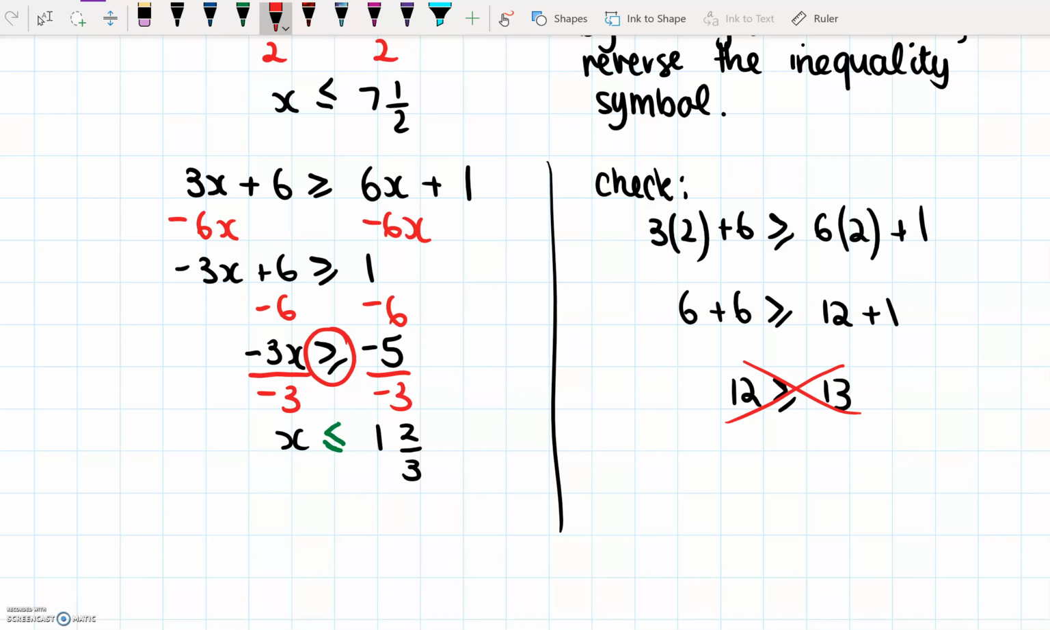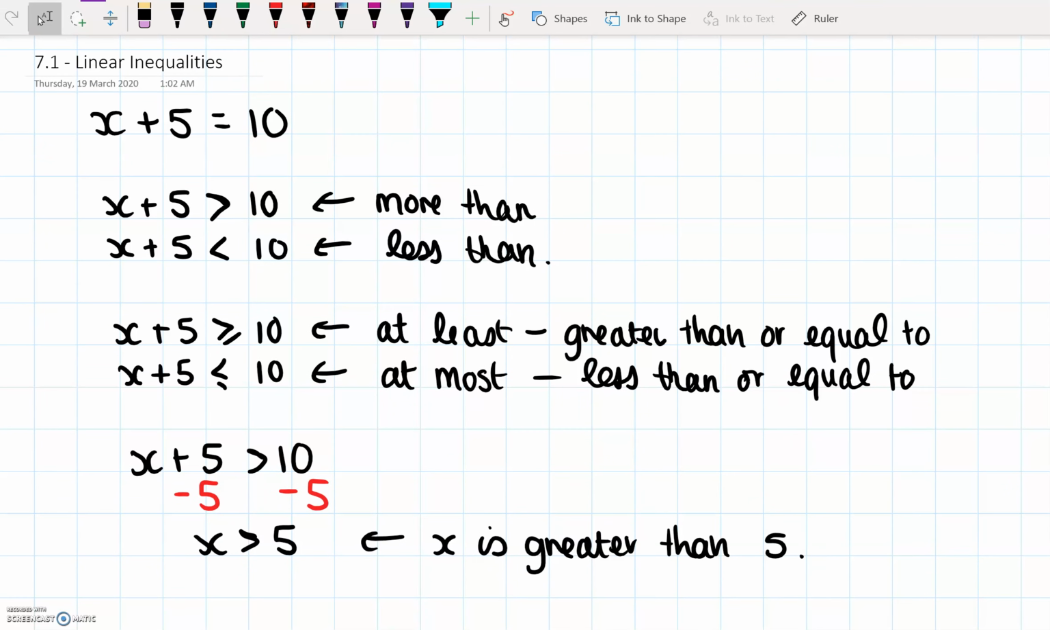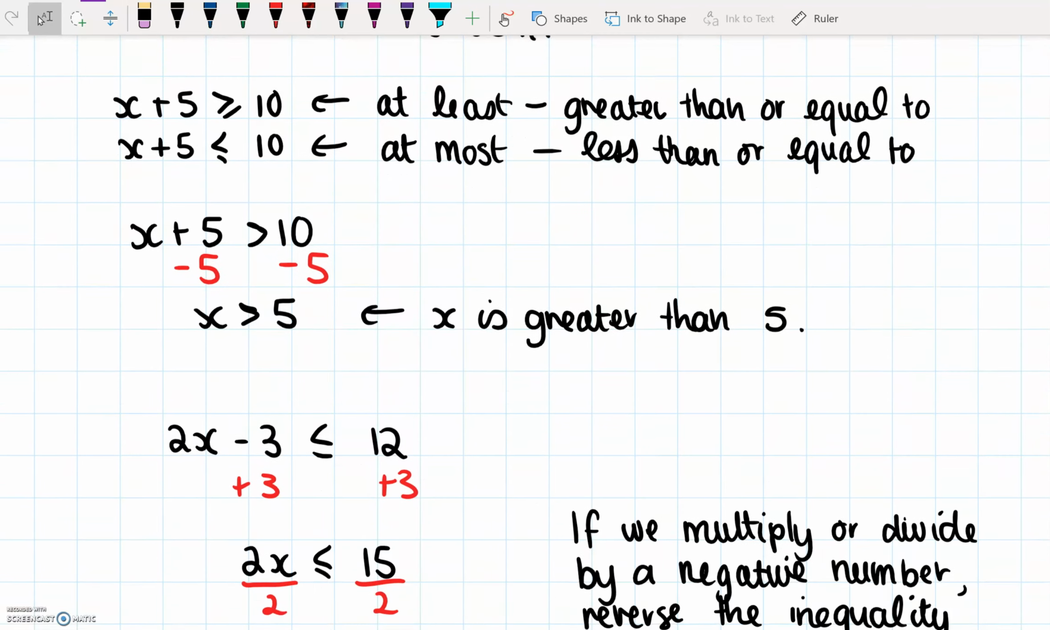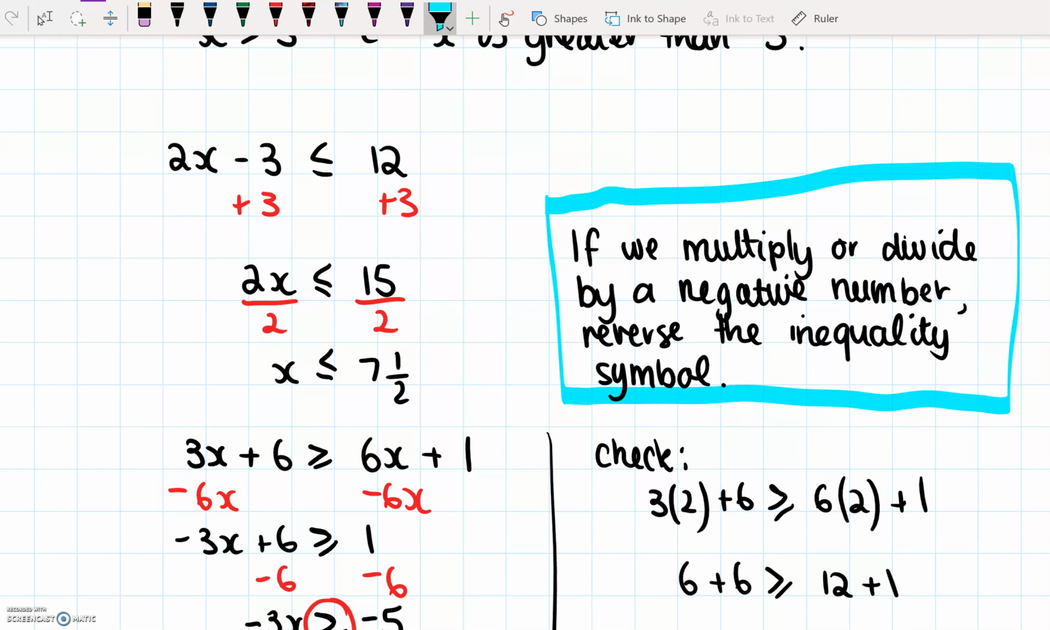This is basically it though. Solving linear inequalities doesn't get any harder than this. So the big thing is making sure that if you multiply or divide by a negative number, you reverse the inequality symbol.